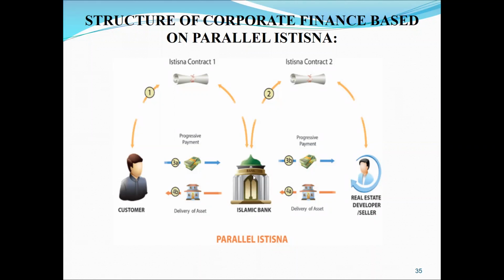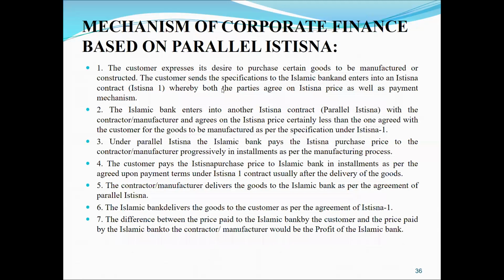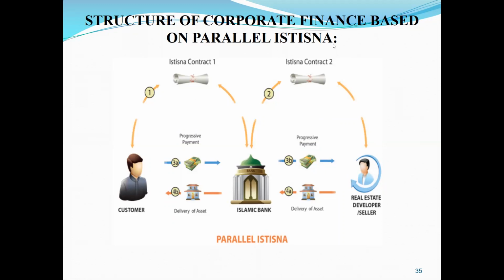But there can be the case that the Islamic bank can act as a developer or contractor at the same time as a manufacturer company. So this is the structure of corporate financing based on the parallel istisna.